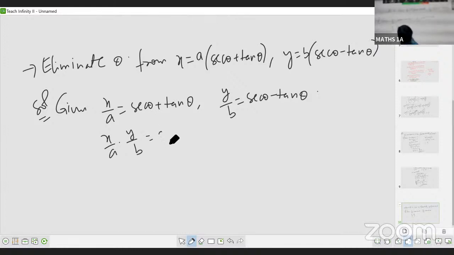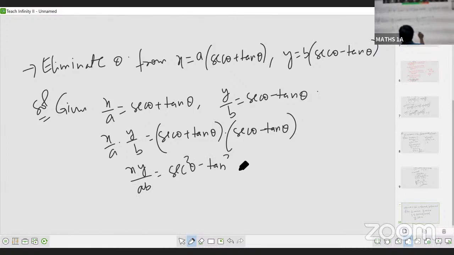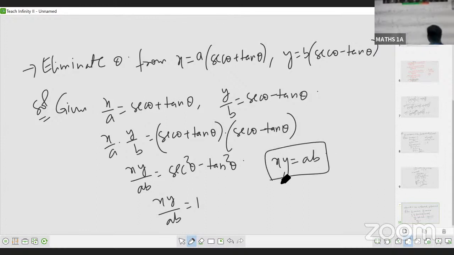That is secant theta plus tan theta into secant theta minus tan theta. a plus b into a minus b gives secant square theta minus tan square theta. So xy by ab equals 1, that is xy equal to ab. Xy is equal to ab. Is it clear? Xy is equal to ab.